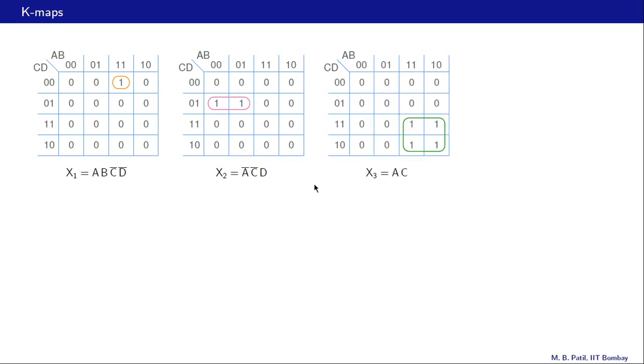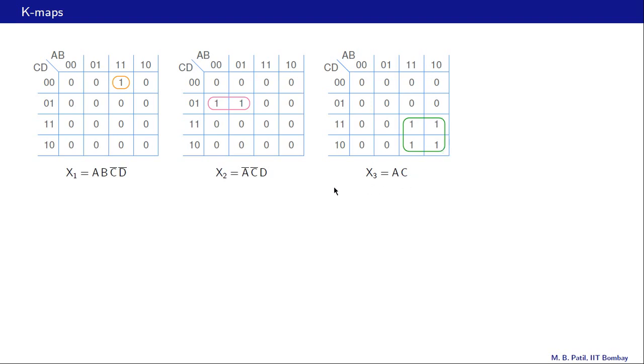Let us take another example, x3 equal to A and C. This is another product term, a single product term. When is x3 equal to 1? When A is 1 and C is 1. A is 1 in these 2 columns and C is 1 in these 2 rows, and therefore we have 4 ones here.